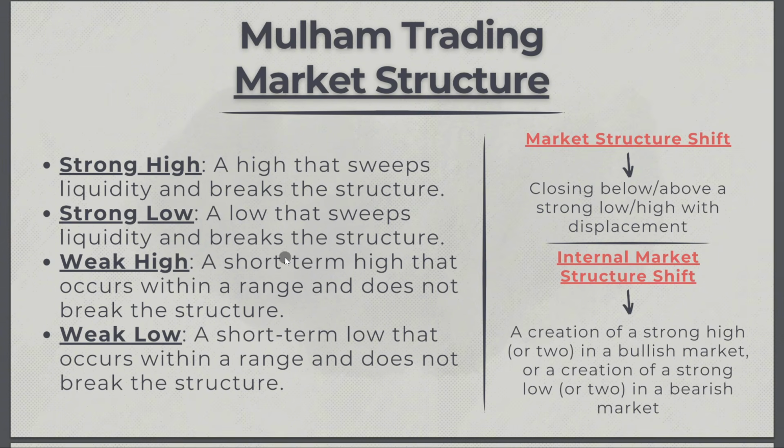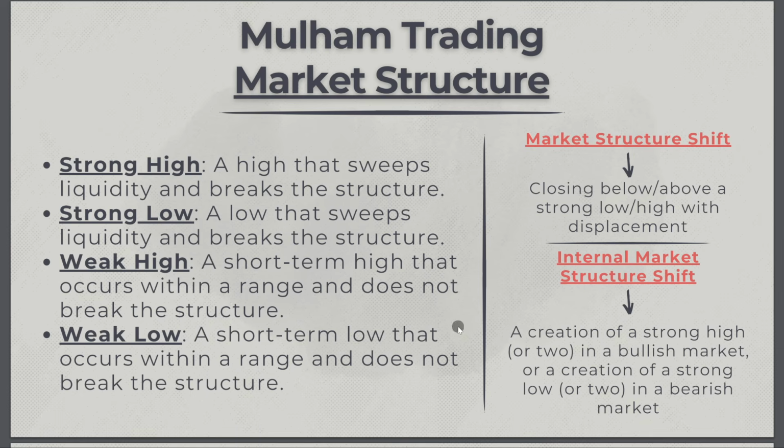Now, a weak high, on the other hand, is a short-term high that occurs within a range and does not break structures. So in a structure, for example, as we're going lower, we can see that this low did not break any structure. It was taken after that. So in a bullish structure, for example, as we're going up, we created this low. We did not break structure. That low is a short-term low, right? And the same thing, a short-term high is one within a range and does not break a structure. The same thing with the weak low. It's a short-term low that occurs within a range and does not break structure.